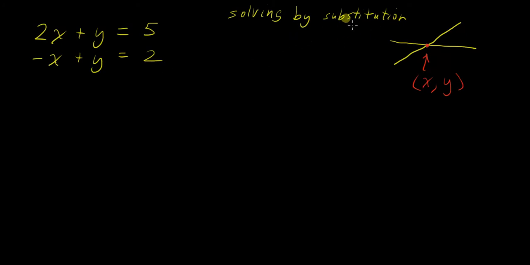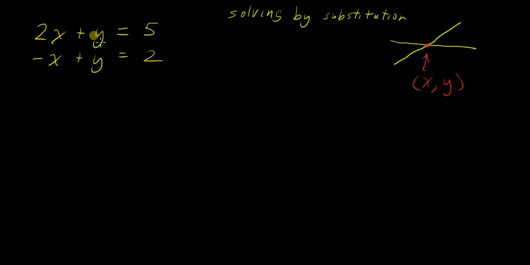And substitution means we're going to sub one of the equations into the other. I call it surgically implanting one equation into the other. So the idea here is we know that the x and y's, we're looking for the point where they're equal. So we can assume this x is the same as this x and this y is the same as this y. And the first thing we want to do is isolate one of the y's or one of the x's.